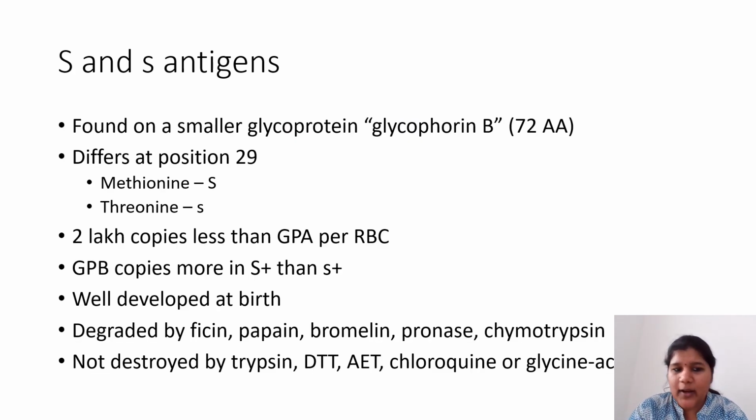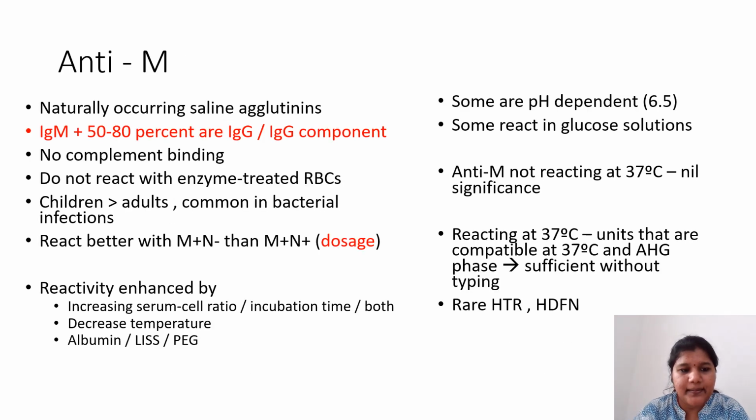Coming to S and small s antigens, they are found on glycophorin B, which is the 72 amino acid glycoprotein. Here, S and s differ in position 29. It is capital S if it is methionine and small s if it is threonine. It is well developed at birth, and degraded by the enzymes, same as M and N.